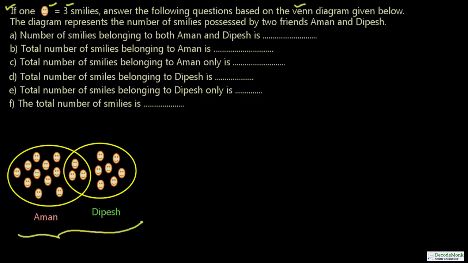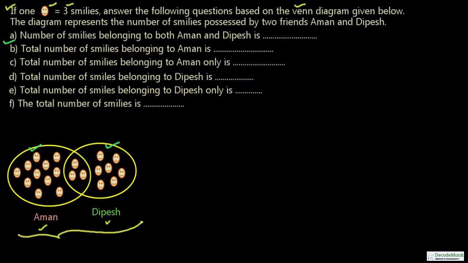The diagram represents the number of smileys possessed by two friends Aman and Dipesh. So this is Aman and this is Dipesh. Question number A says number of smileys belonging to both Aman and Dipesh. So first of all, let us try to figure out the message given by this figure. So you see, we have got two ovals and there are some smileys in these ovals.